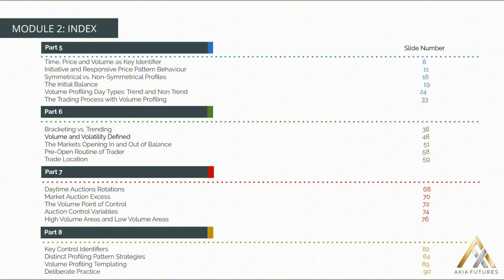In Part 6 we'll talk about bracketing versus trending, volume and volatility, the market's opening in and out of balance, pre-open routine of a trader, and trade location. Then in Part 7 we're going to move on to daytime auctions, market auction excess, volume point of control, auction control variables, and finish with high volume areas and low volume areas. In Part 8 we'll finish with key control identifiers, distinct profile pattern strategies, volume profile templating, and deliberate practice.